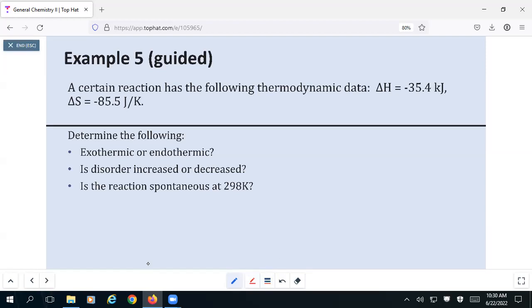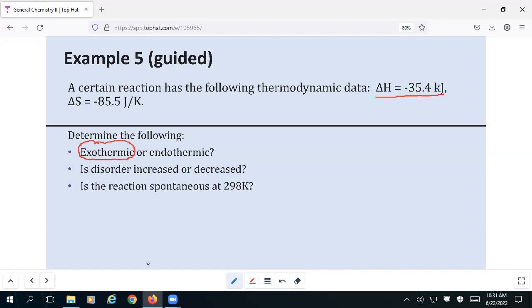Is this an exothermic or an endothermic reaction? Absolutely. I can see delta H here is negative. Negative delta H means that thermal energy is being outputted. That would be an exothermic process.